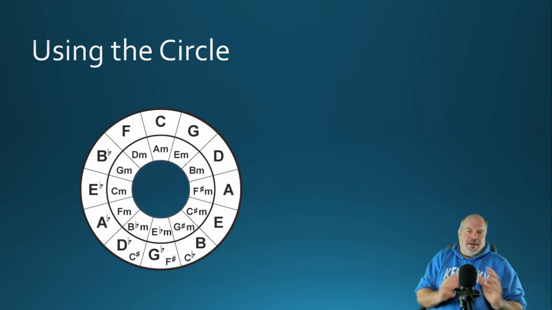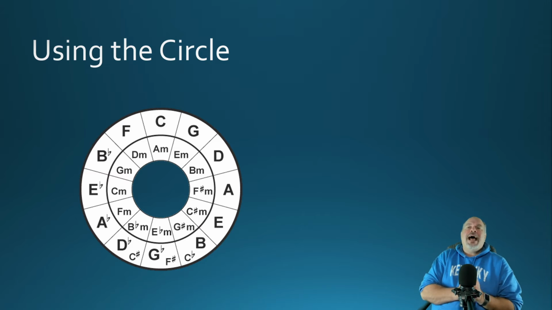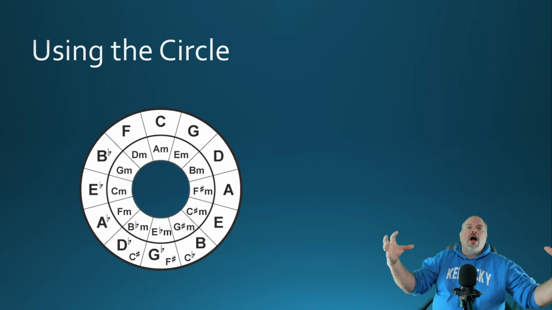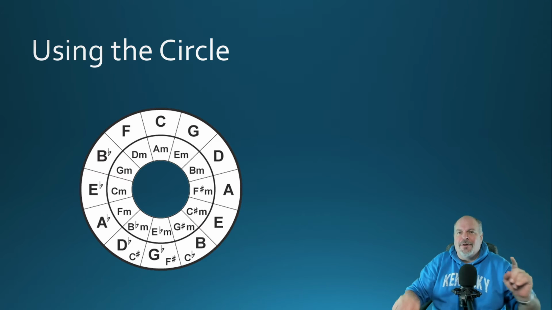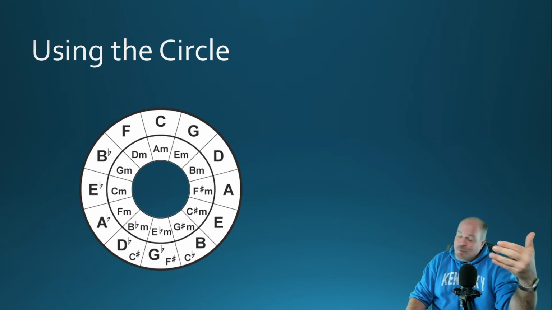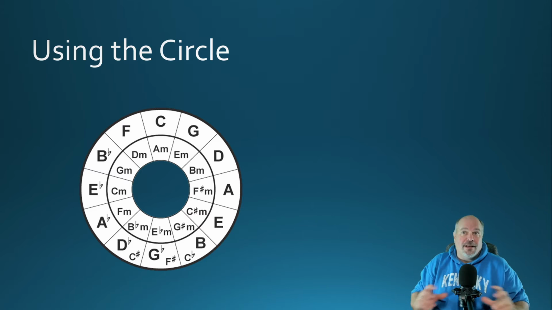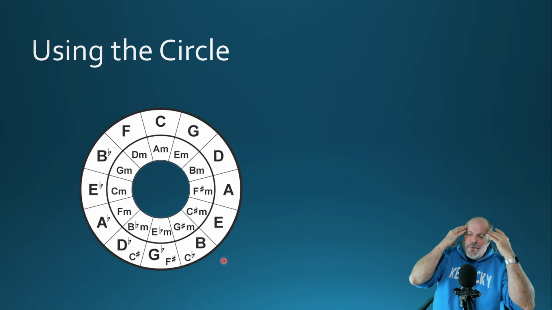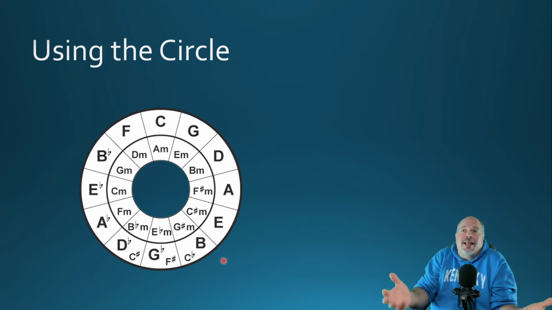So let's look at this circle now. Last lesson we used the circle. We've just learned about relative minors. A lot of things can come together here, and it's just neat stuff, and it can help you musically. You don't even have to look at this circle when you've got it in your brain, but it is neat to look at it and analyze it.